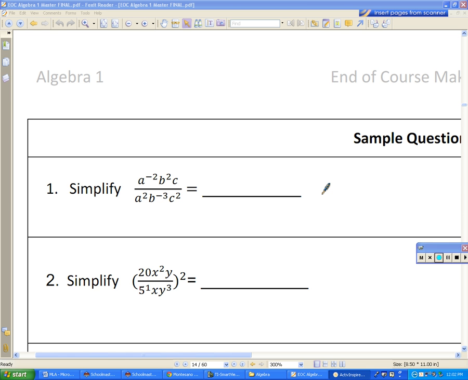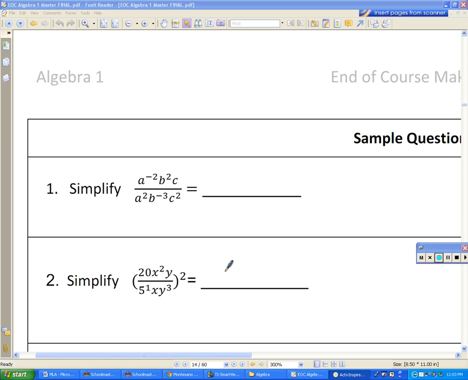Okay, next one. Hopefully, while I've been having these discussions, you already have this copied down. I'm going to go, this whole thing in parentheses, 20x squared y over 5 to the first xy cubed, and I'm raising the whole thing to the second power. The first thing I need to do is raise the 20 to the second power. What is 20 to the second power? 400. Good.